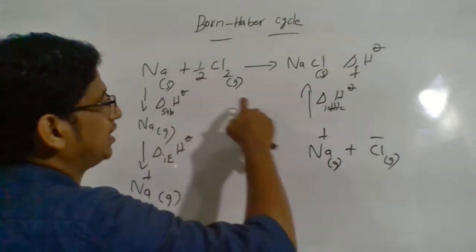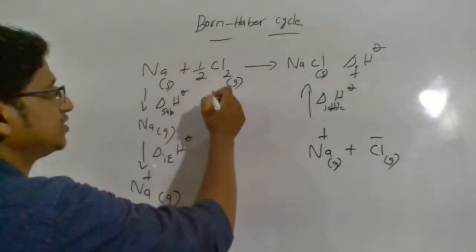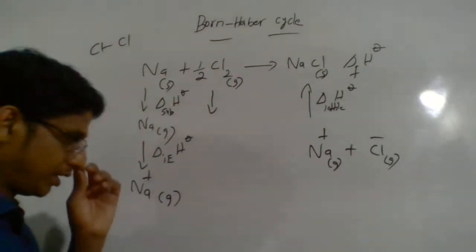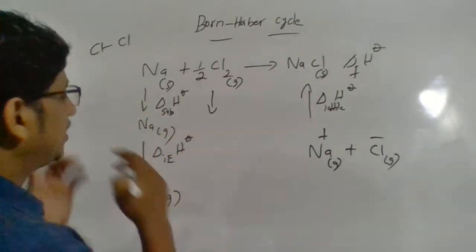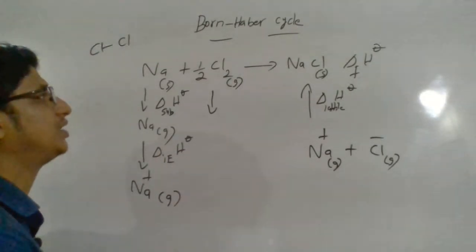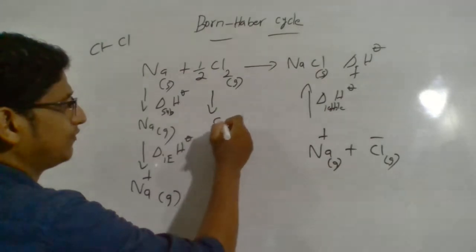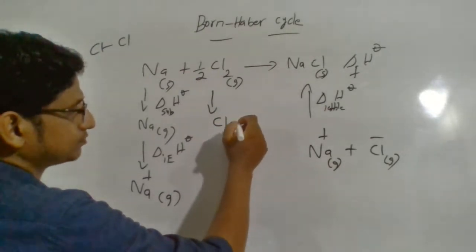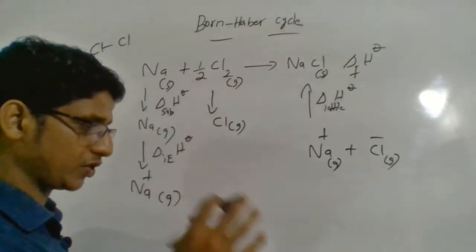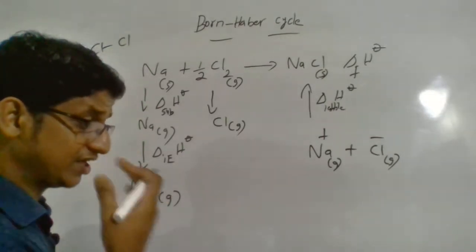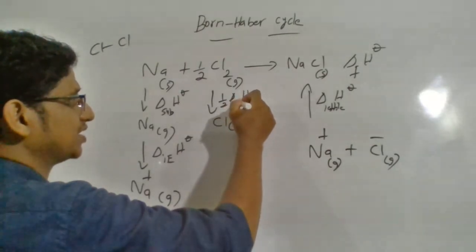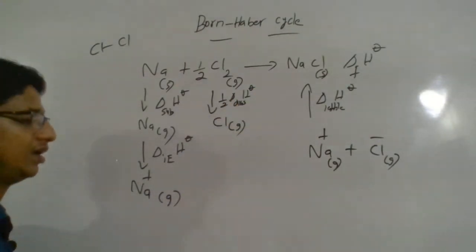Now we have to convert chlorine into gaseous form. How? First of all, you have to break the chlorine-chlorine bond. Remember, chlorine-chlorine is a covalent bond. Two chlorine atoms are covalently bonded. So you have to break the chlorine-chlorine covalent bond into chlorine atoms. Here half a mole is there. So let us think about the formation of chlorine atoms in the gaseous form. How can you convert to this? When you talk about dissociation of a covalent bond, we say dissociation enthalpy. So we will say delta H half bond dissociation enthalpy. That parameter will be accounted.